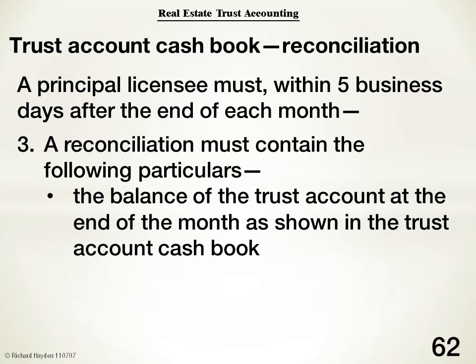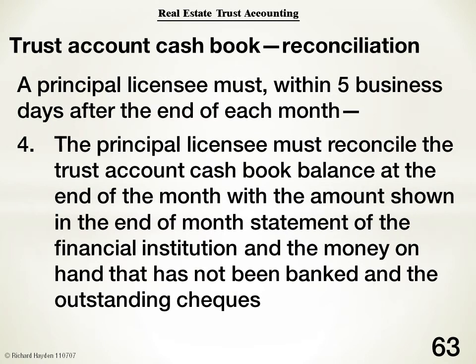The balance of the trust account at the end of the month as shown in the trust account cash book. Trust account cash book reconciliation. A principal licensee must, within 5 business days after the end of each month: Number 4. The principal licensee must reconcile the trust account cash book balance at the end of the month with the amount shown in the end of month statement of the financial institution and the money on hand that has not been banked and the outstanding cheques.